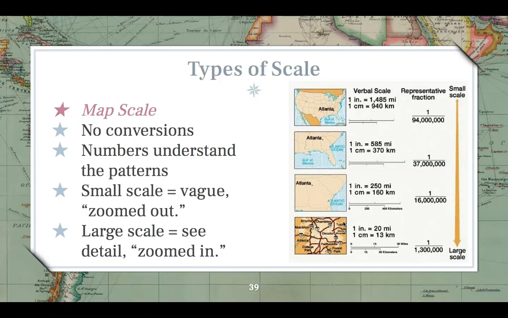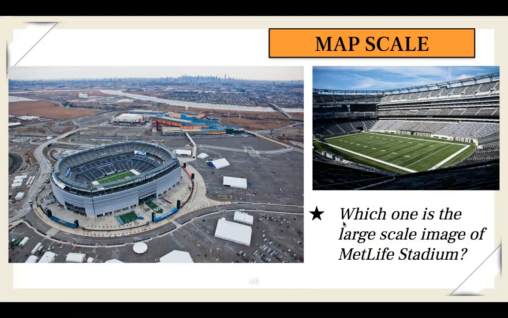Now this doesn't just work with maps, this works with images and locations. So here's the Meadowlands, right? Home of the Jets, which I not so proudly root for, but I live with it. So I'm going to ask you the question that's on the slide. Which one is the large scale image of MetLife Stadium? I will give you 10 more seconds. 9, 8, 7, 6, 5, 4, 3, 2, 1. It's a quick 10 seconds.